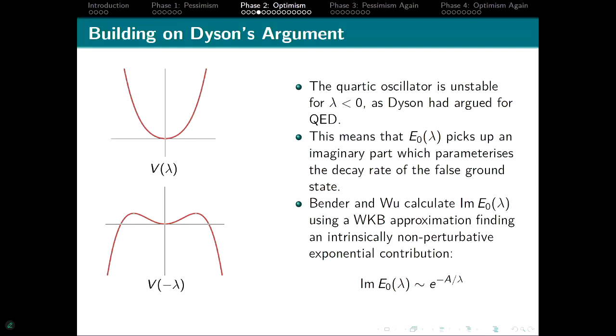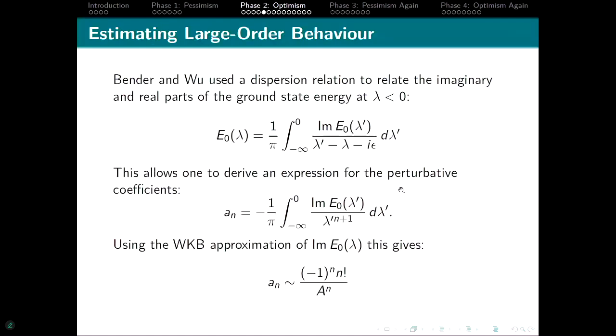Bender and Wu, in their classic paper on the anharmonic oscillator, calculate this imaginary part using a different approximation method, the WKB approximation, which is a semi-classical approximation method. And they end up with an expression for the imaginary part of the ground state, which is non-analytic in lambda, the coupling that we're normally doing a perturbative expansion in. What they then do is use what's called a dispersion relation to relate this imaginary part of the ground state energy to the real part.